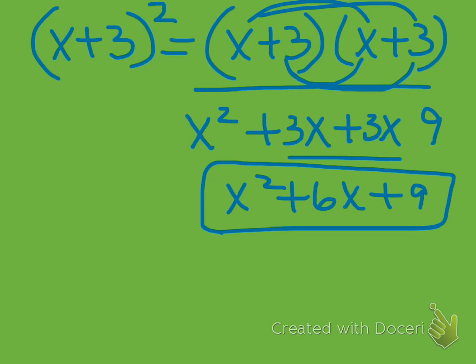Now, our goal is to find a pattern. Can we look at this x plus 3, knowing that it's squared, and jump to x squared plus 6x plus 9? Is there a relationship between the numbers 3, 9 and 6? 3 goes into both of them. 3 goes into 9 three times, and it goes into 6 two times. Let's see if that pattern is going to be the same for our next one. I'm going to leave the 3 and the 2 there.